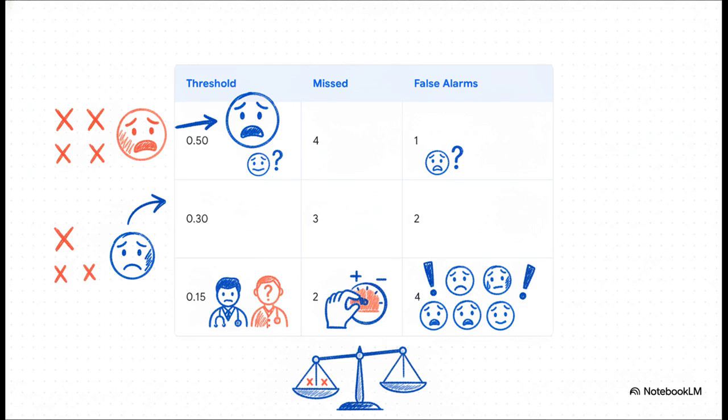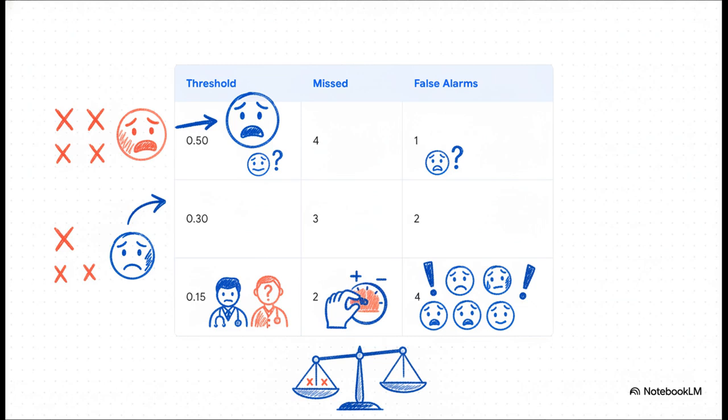Look at this data. The algorithm was incredibly accurate, 95.6% overall accuracy, but notice the top row. At the default threshold, the algorithm completely missed 4 actual cancers. Is 95.6% accuracy actually good enough if 4 people are sent home thinking they're entirely fine?